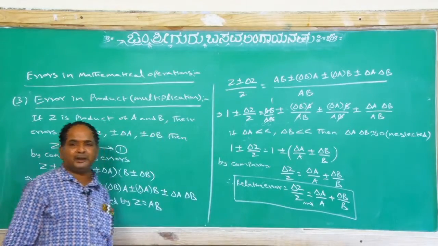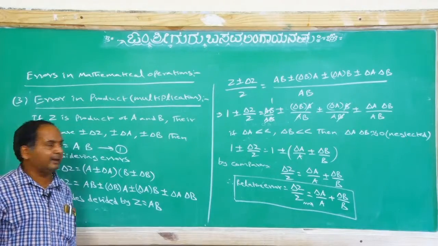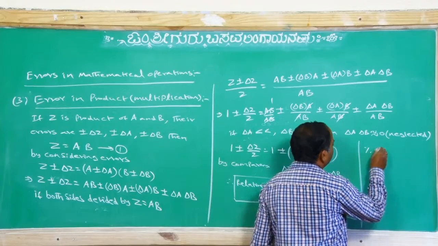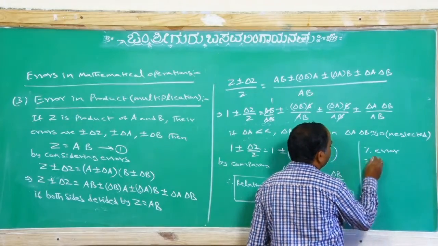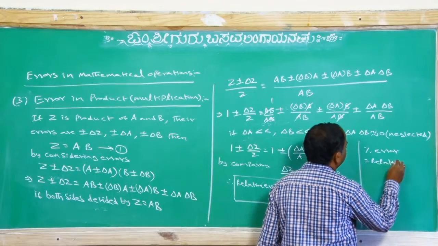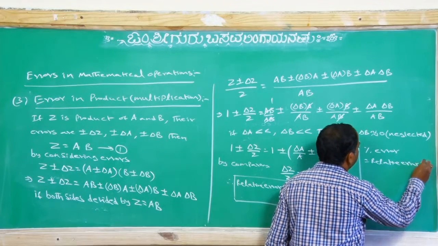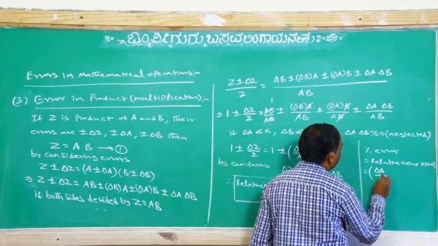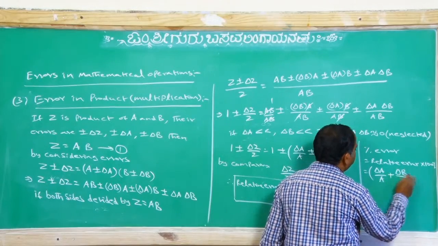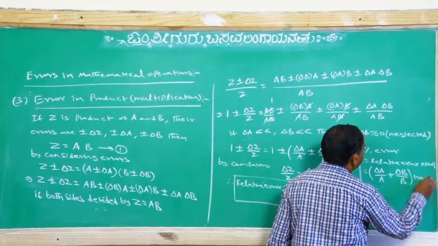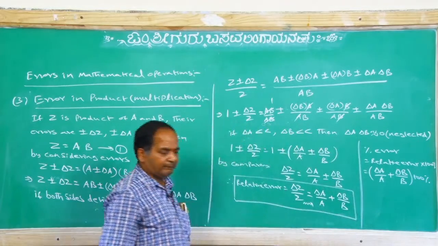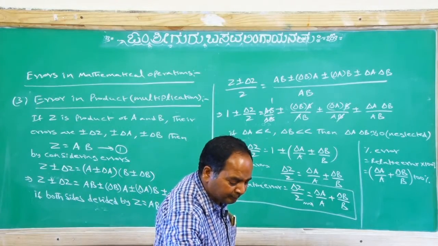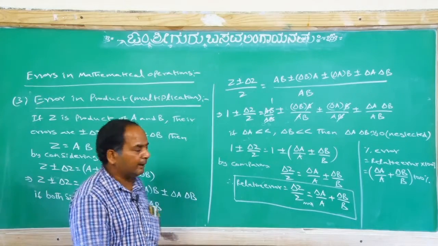That means in multiplication there is no total error, only relative error will be there. Next, percentage error. Percentage error means relative error into 100%. So the percentage error is delta A by A plus delta B by B into 100%. Like this we are able to explain relative error.